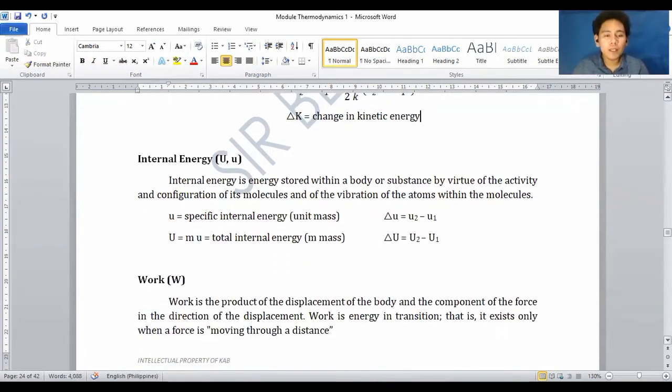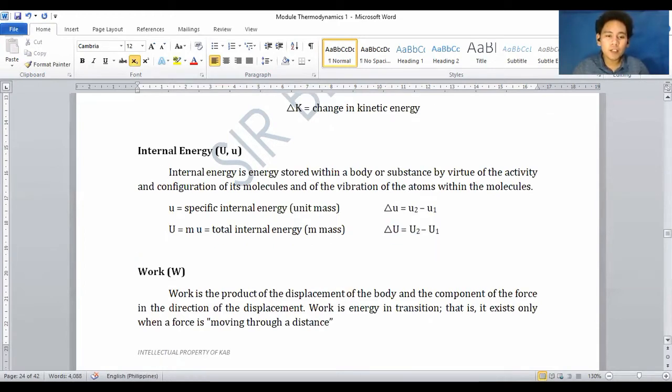Next, internal energy, or delta U. Internal energy is energy stored within a body or substance by virtue of the activity and configuration of its molecules and of the vibration of the atoms within the molecules. When we say specific internal energy or change in internal energy, it simply denotes U2 minus U1. Now, there is no formula to find the internal energy. It will only be given in the problem.